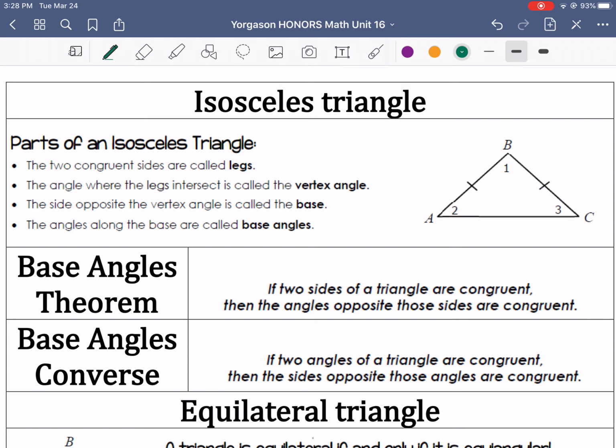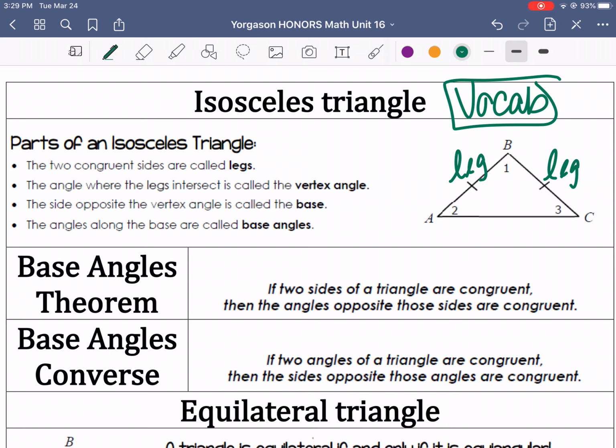This is a vocabulary box. So lots of good vocab for you to see in here. It says that this is an isosceles triangle. Isosceles triangles have two sides congruent. And those two sides that are congruent are called legs. So this one is a leg and that one is a leg. The angle where the legs intersect is called the vertex angle. So they meet at this point B. Angle 1 then is the vertex angle.